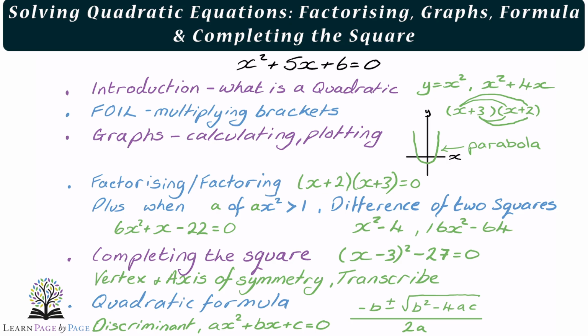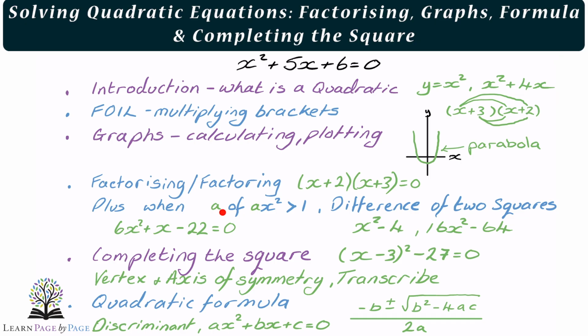We'll then move on to multiplying out brackets, the FOIL method, then solving with graphs, calculating graphs, plotting the coordinates, and drawing the parabola, which is the U shape that a quadratic equation forms. We move on to factorising, or you might know of it as factoring, depending where you are in the world. That's just where we pop the quadratic into double brackets and identify the solutions. And we'll cover some more advanced factorising methods.